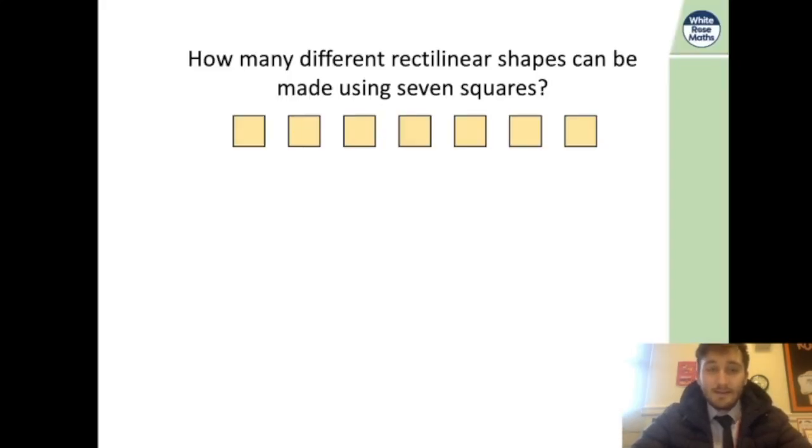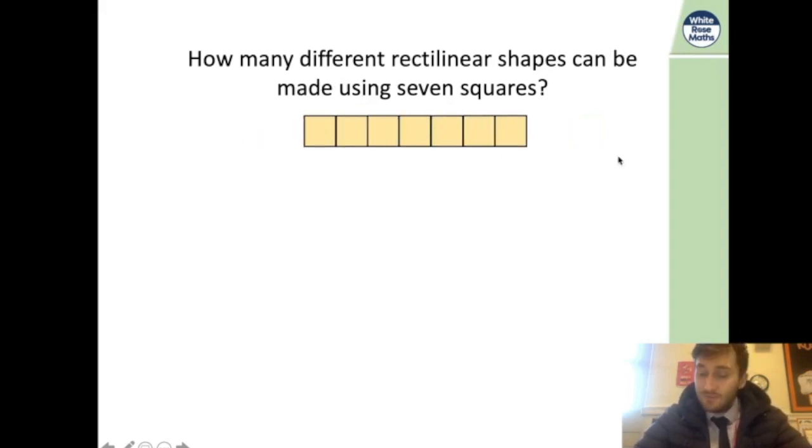Okay, guys. So now, how many different rectilinear shapes can be made using 7 squares? So remember, this word rectilinear, this is our keyword. All that means is shapes that are made using squares. That is all that it means. So how many different shapes can be made using 7 squares? Well, let's have a look.